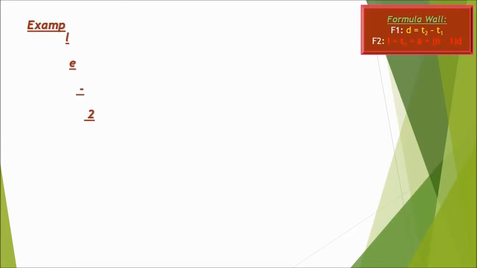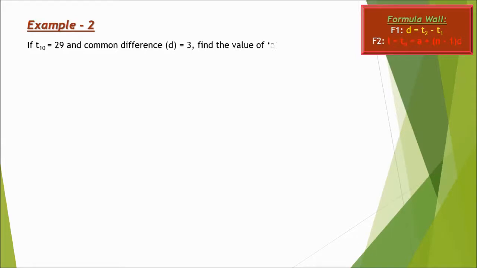Now our example 2 is: we have the value of t10 equal to 29 and common difference d equal to 3. Find the value of a and t15. We have to find the first term and the value of the 15th term. Now if we practice here, the first term is a, isn't it? First term is a.